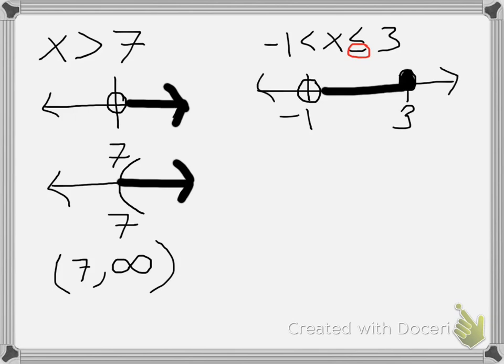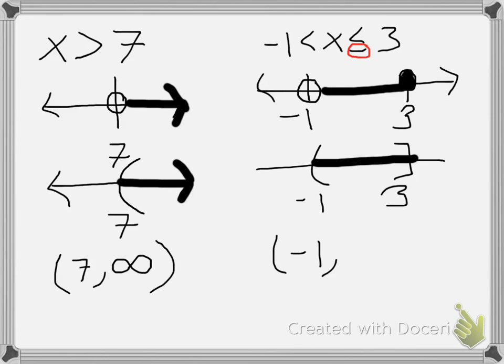Okay. So, how does this work on our next number line? Well, that's pretty straightforward. We've got a parenthesis at -1. We've got a bracket at 3. And we're filling in everything in between. Okay. So what do we got? -1, comma 3 with the bracket.